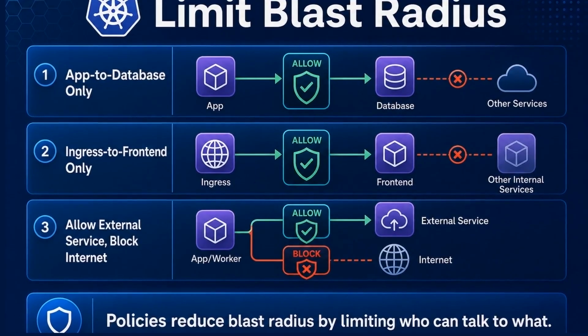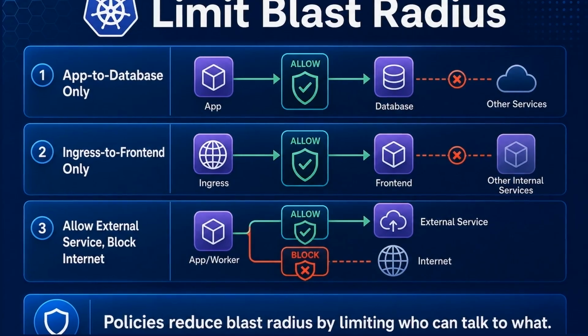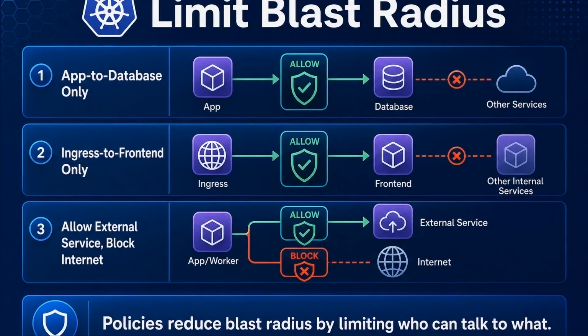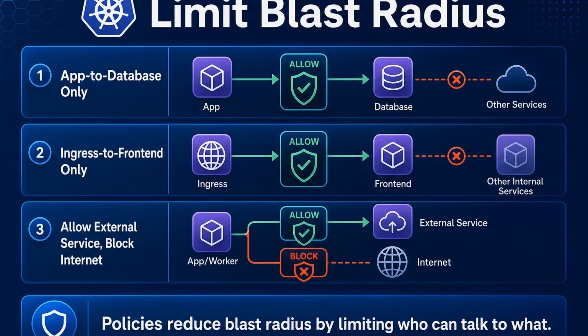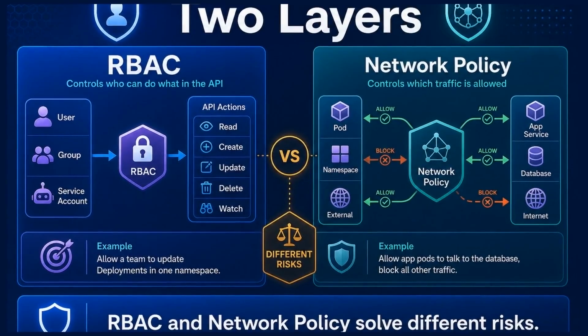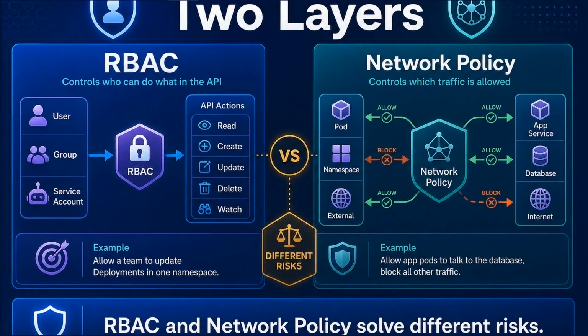A network policy can say things like, only pods with this label can talk to the database. Only the Ingress controller can reach the front-end pods. These pods can call this external service, but not the public internet in general. So RBAC controls API permissions. Network policies control network reachability. Those are different layers, and teams need both.